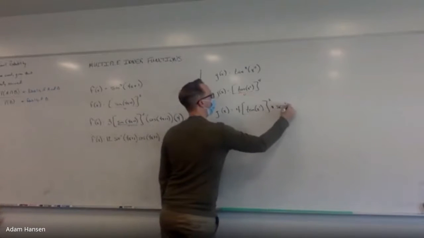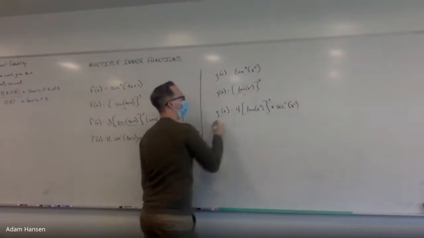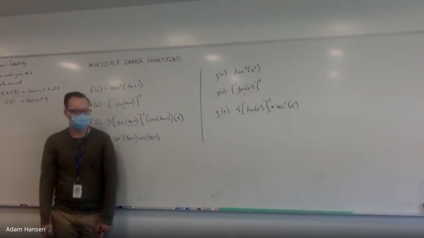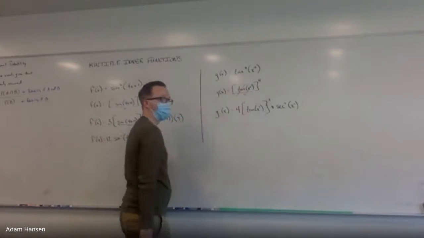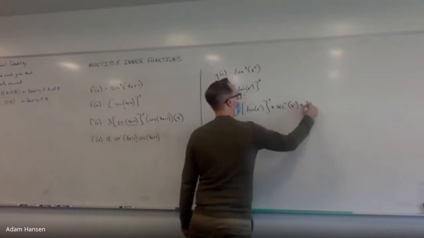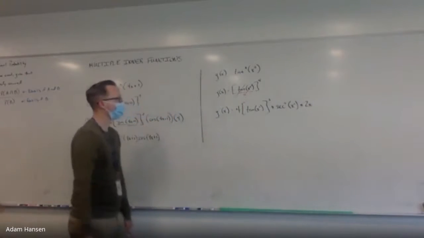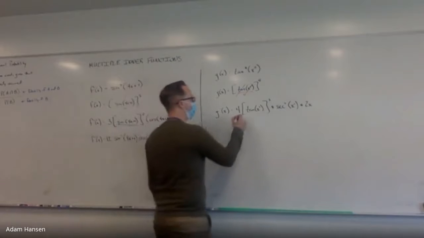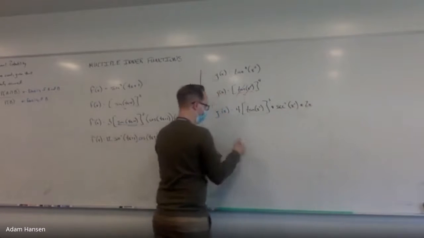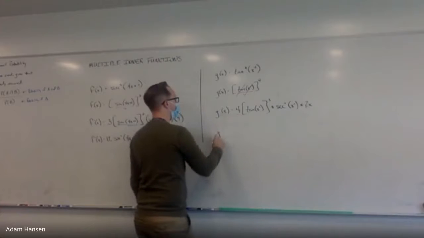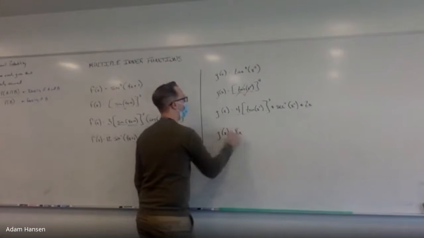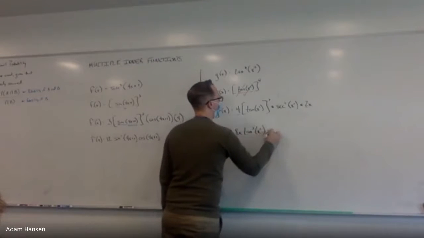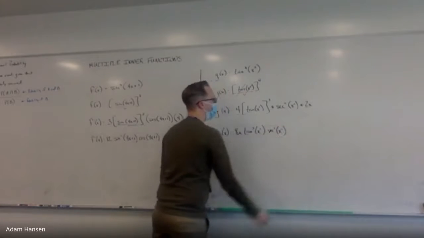Secant squared of x squared. That represents the derivative of tangent. Now what else? Which is the other inner function, x squared. So I believe I can multiply a couple things together. 4 times 2x, or 8x, times tangent cubed x squared, times secant squared x squared.